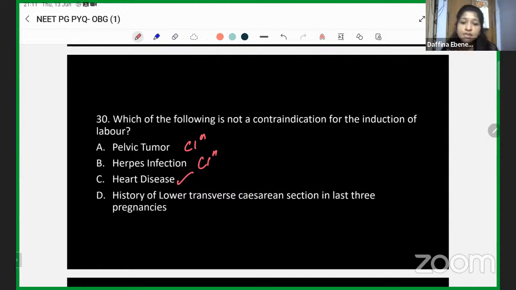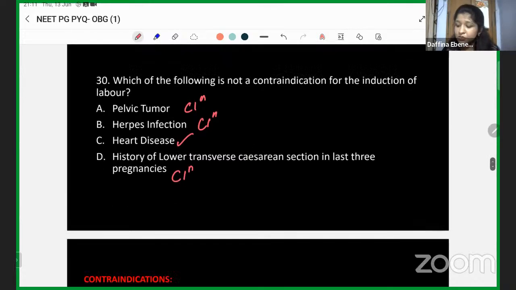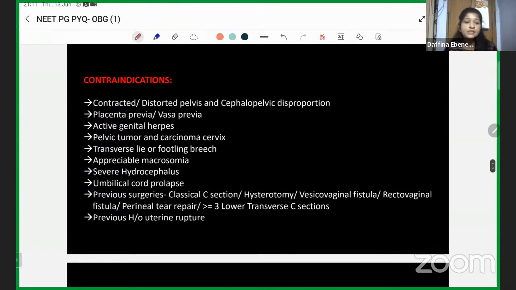History of lower transverse cesarean section. Previous 3 LSCS is a contraindication for induction of labor. Okay, so of these, the answer will be heart disease. So these are the different conditions where induction of labor is contraindicated.